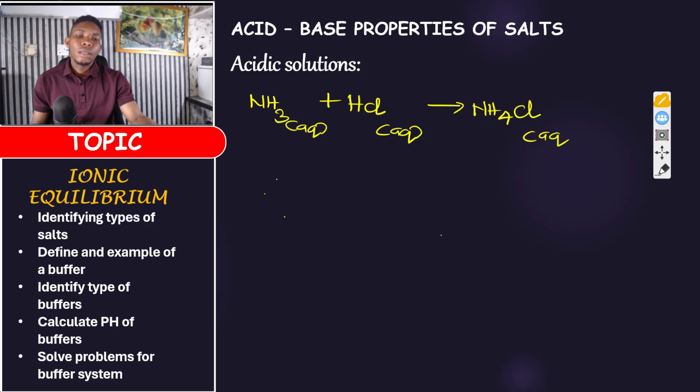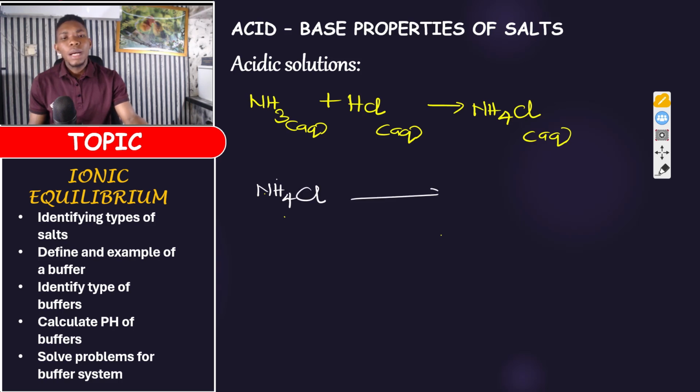Aqueous. In solution. Are you getting it now? You are going to form ammonium chloride. Now, if you put ammonium chloride in water, it's going to dissociate. So this is the salt formed.